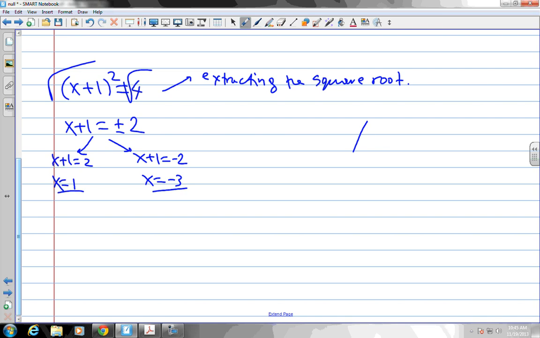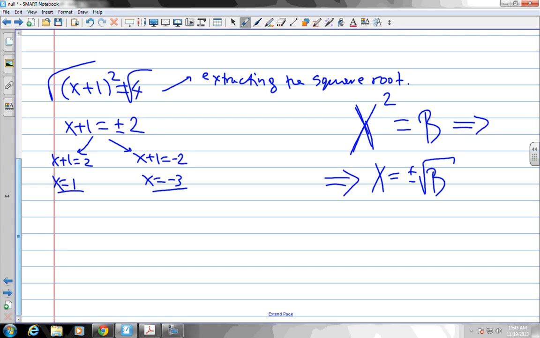So again, what that means, if you have all your variables inside the square equals some constant, then whatever's inside the square is plus or minus the square root of that constant. And then we can start solving for x.